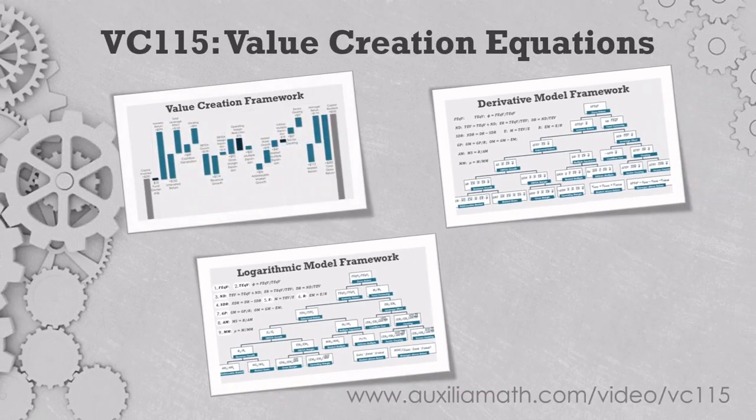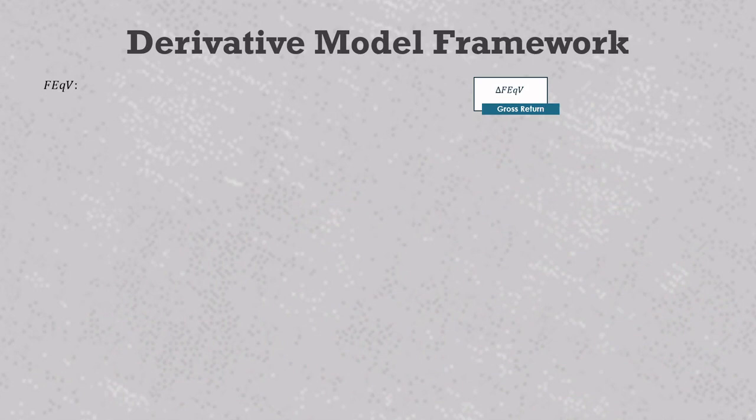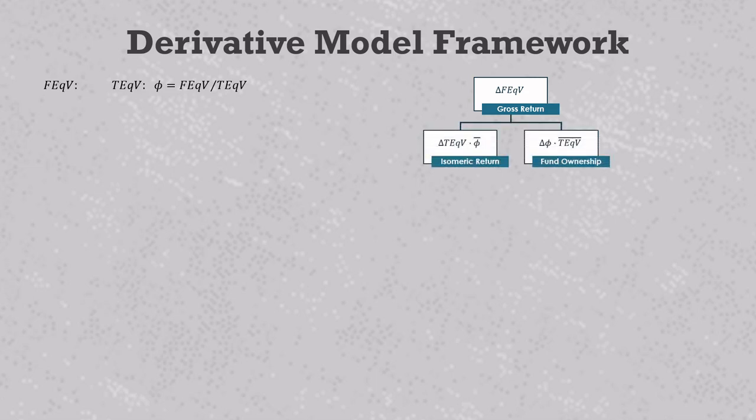With that, let us summarize all the value creation equations. Here in the derivative model, we start with a change in a GP or fund's equity value, which we call FEC-V. Total shareholder equity value is TEC-V, and it gives us the fund's ownership percentage, which is FEC-V divided by TEC-V. This allows us to calculate a hypothetical dilution-neutral return called the isomeric return. It's equal to the change in total equity value times the average holding period ownership percentage, and fund ownership impact, which is the equity value change driven by dilution or concentration. It's equal to the change in ownership percentage times the average holding period total equity valuation.